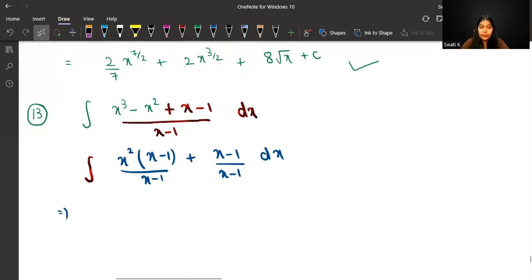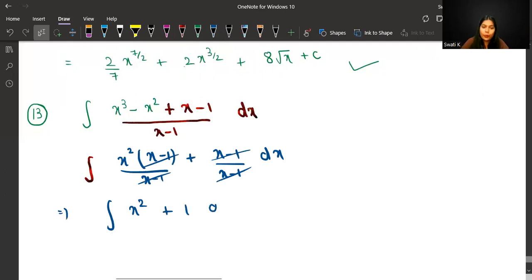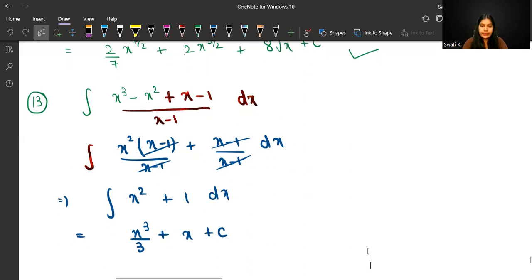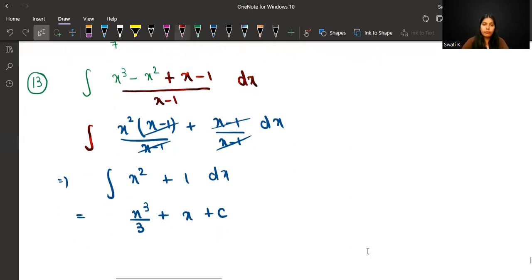So simply x minus 1 cancel, x minus 1 cancel. So we simply have to integrate x squared plus 1 dx. And the integration is very simple. X cube upon 3 plus integration of 1 is x, and plus c. The 13th question was even more simpler. Okay, so now we will go to the next question, which is the 14th question.